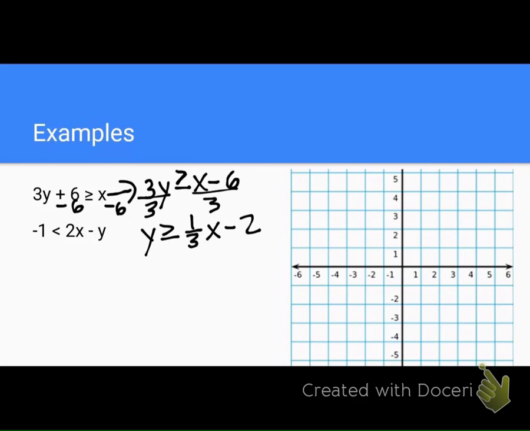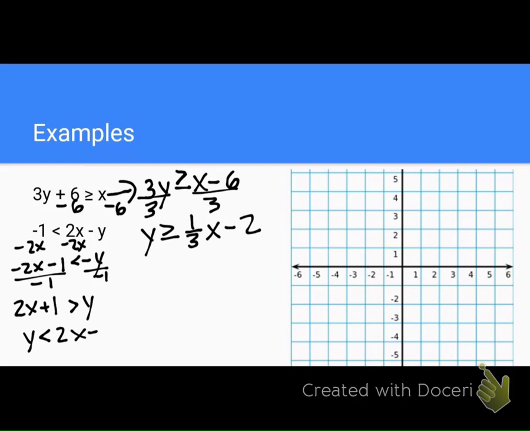For the second equation, if I subtract 2x, I have -2x minus 1 is less than -y. I want y by itself, so I'm going to divide everything by -1. Remember that when you have an inequality and you're dividing by a negative, you need to flip the sign. So dividing these by -1, I have 2x plus 1 is greater than y, which if I want to read it this way, it's the same as saying y is less than 2x plus 1.